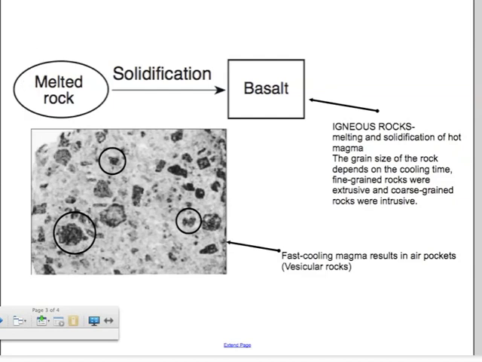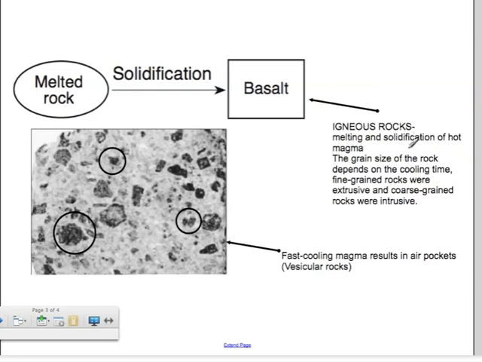The melted rock forms igneous rocks when it is solidified. There are many different igneous rocks, such as basalt, granite, pumice, rhyolite, andesite, and many different other types too. The igneous rocks are formed by melting and solidification of hot magma.